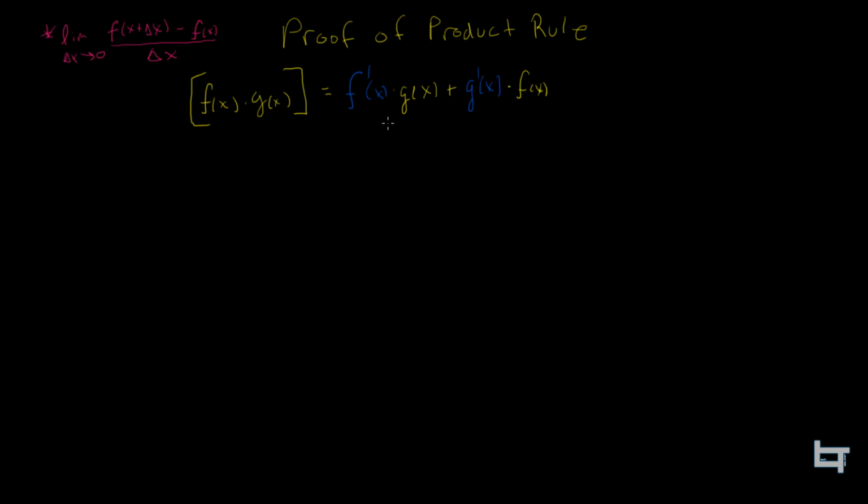In this video I'll be showing you how to prove the product rule in calculus. To prove it, we're going to use the definition of a derivative, which you've already seen. The product rule says that the derivative of a function times another function equals the derivative of the first function times the second function, plus the derivative of the second function times the first function.